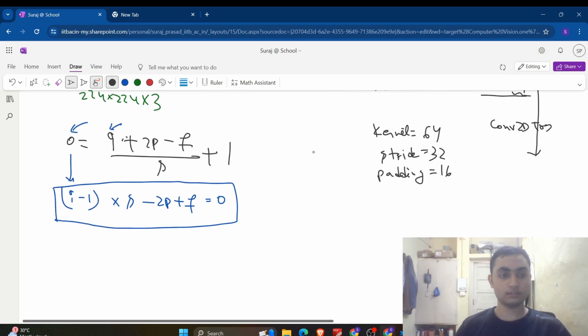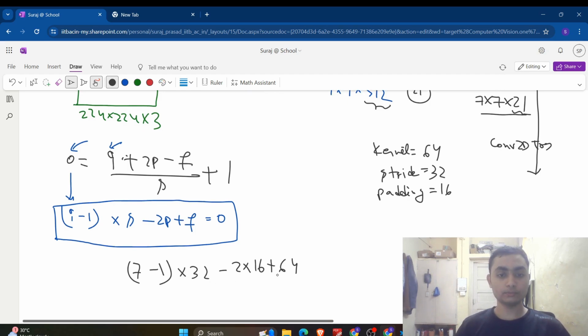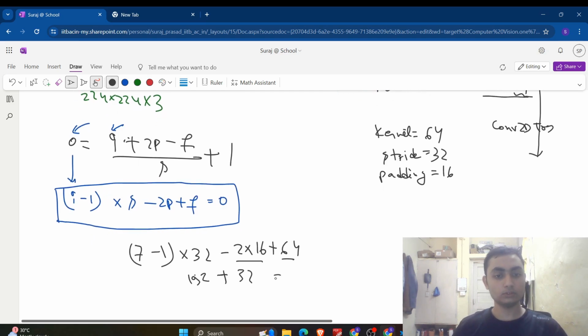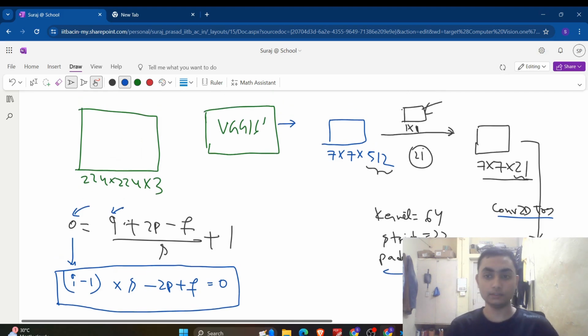So apply this. What is the input size we have? 7 minus 1, stride is 32, padding is 16, filter size is 64. So this becomes 64 minus 32, that is 32, plus 6 into 32, that is 192. 192 plus 32, you are going to get 224. So the output shape is going to be 224 by 224 by 21, because the number of filters for the transpose convolution is also 21.